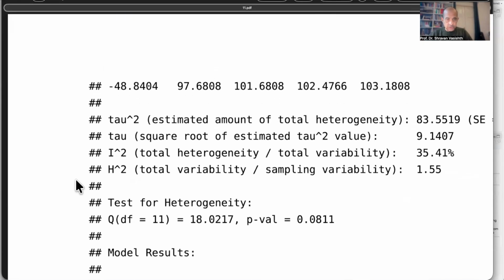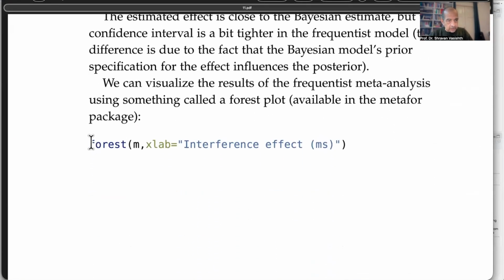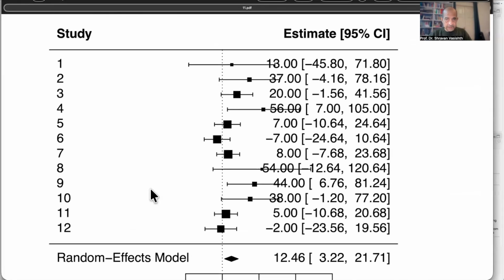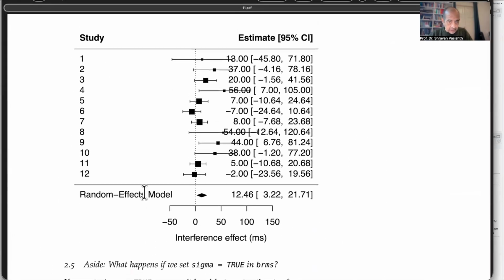One convenient thing with the frequentist setup is that once you fit this model, you can just pass it through something called forest, and this builds a forest plot for you very quickly. It's a standard way to represent the summary of your meta-analysis. What you're seeing here is the overall effect estimate with the 95% confidence interval and the mean estimate, and you're seeing each of the studies' estimates.